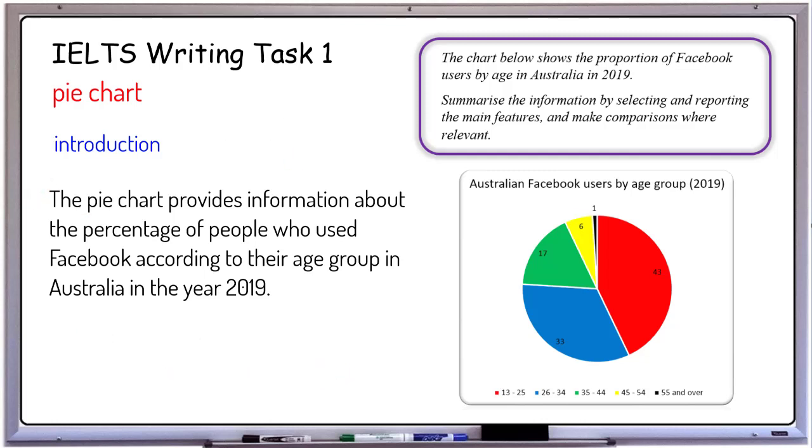Then I paraphrased the verb phrase. Instead of shows, I wrote provides information about. What is more, the expressions the percentage of and people who used Facebook were used instead of the proportion of and Facebook users respectively. Here, using the relative pronoun who, I created a structurally complex sentence.